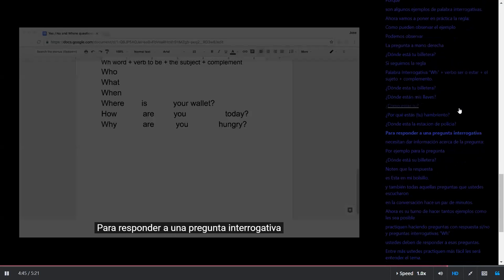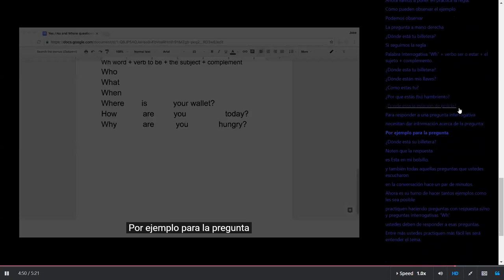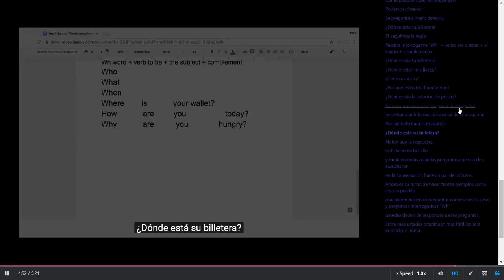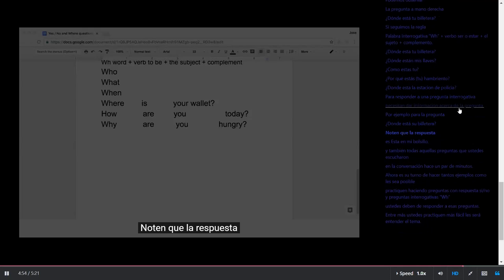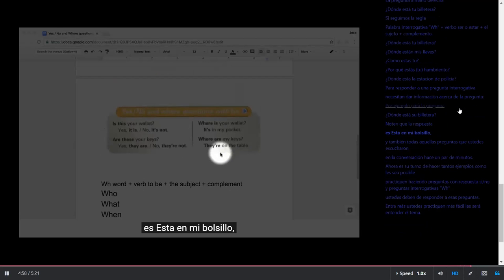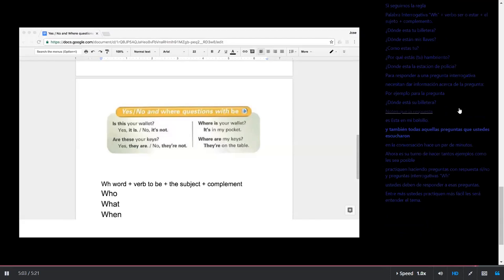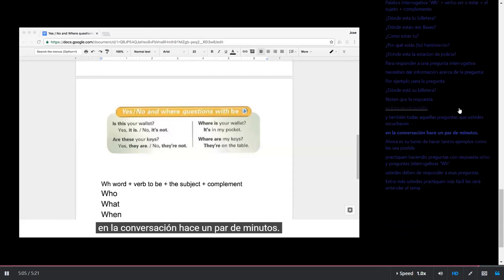To answer WH questions, you now need to give information. For example, for the question, where is your wallet? Notice that the answer is, it's in my pocket. And also, all those questions that you heard on the conversation a few minutes ago.